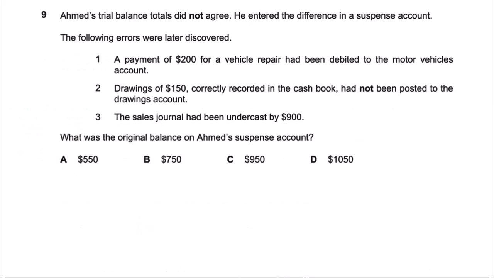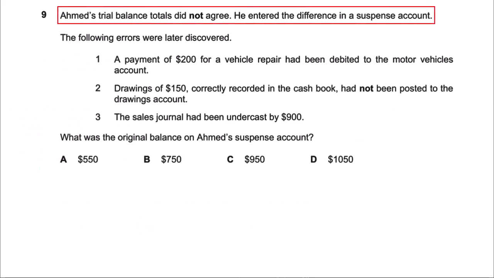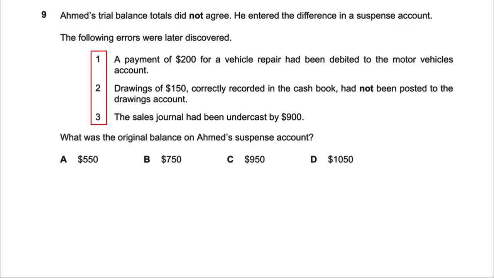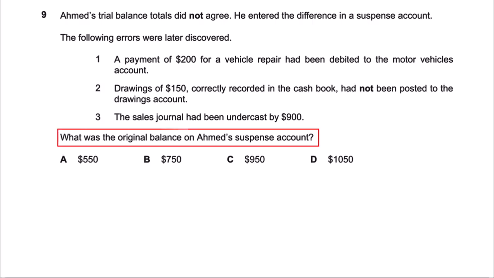Question number 9 is written, Ahmed's trial balance totals did not agree. He entered the difference in a suspense account. Then it is written, the following errors were later discovered. And these three errors are given below. And then it is written, what was the original balance on Ahmed's suspense account? Now let's read the errors one by one.